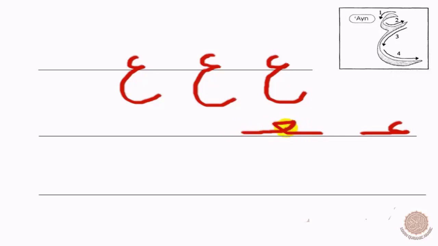Now in the final form, it's similar to this. What we do is, so we have the previous letter, and then to finish it off, we go up, across, and then it's going to be similar to the last part. So it's going to be down like this. So let's draw the 3 ayns one after the other.